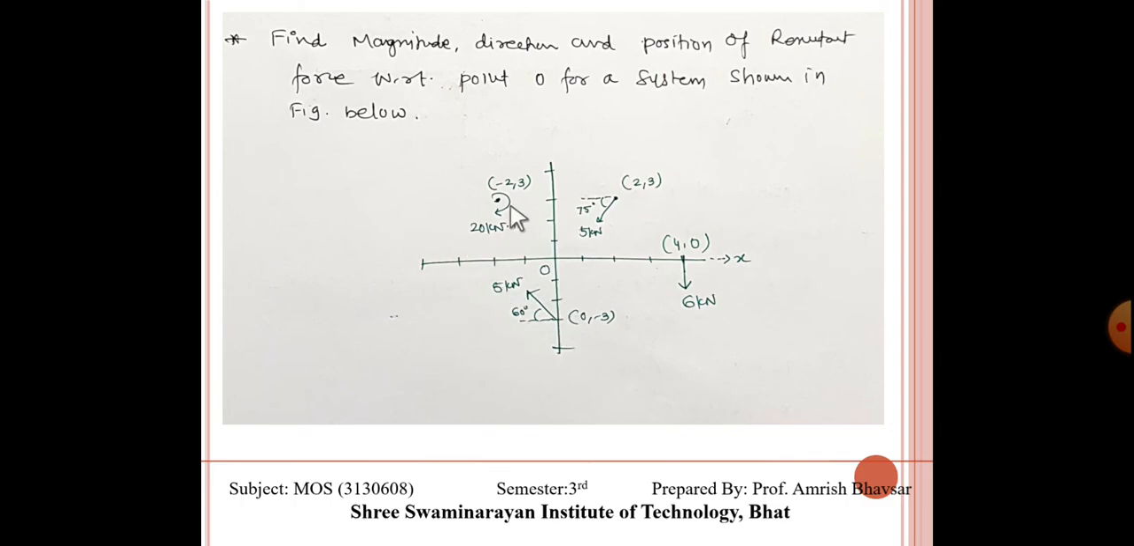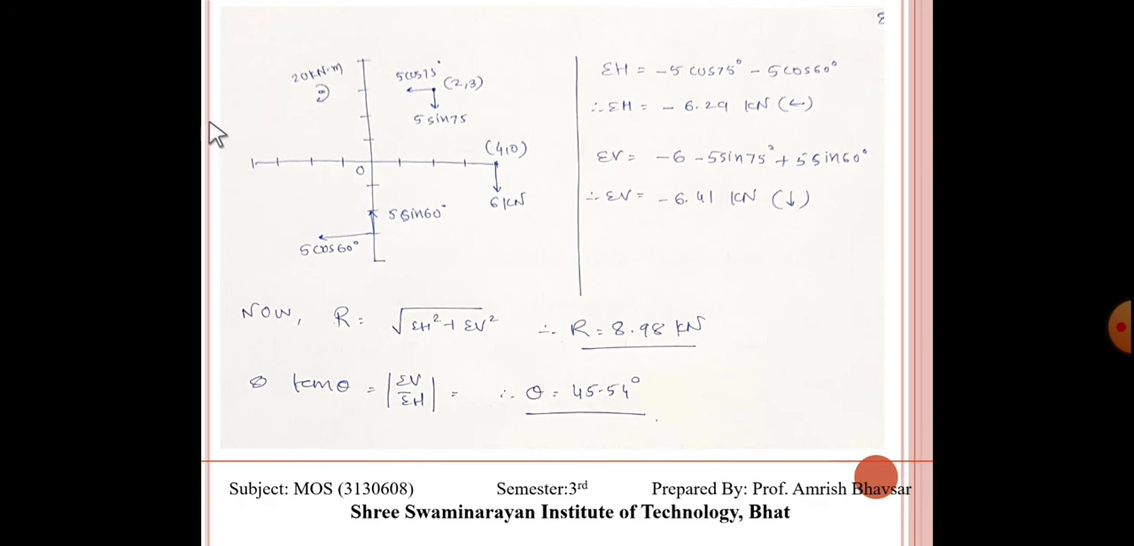So first of all, we have to find the resultant. For that we have to find sigma h and sigma v, and for that we must resolve these two inclined forces into horizontal and vertical components. So we will get something like this: vertical, horizontal, this is horizontal and vertical. Now we have all the forces, so from these forces we can calculate sigma h and sigma v.